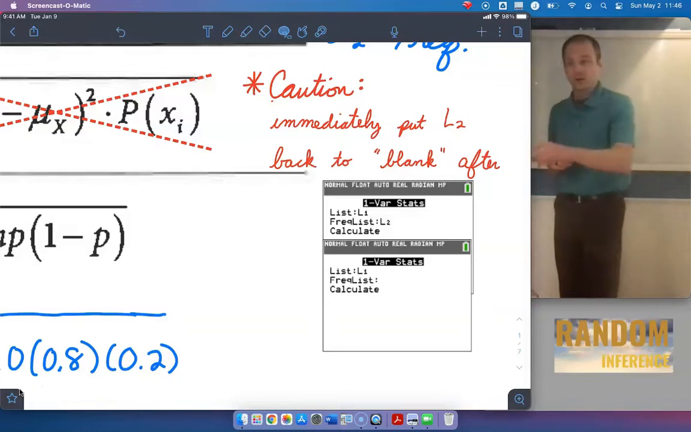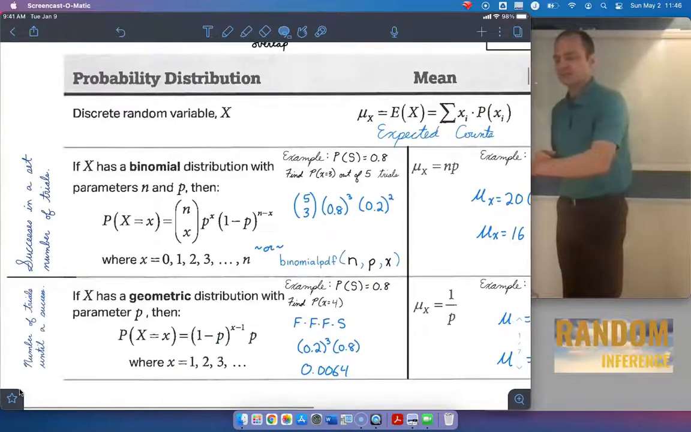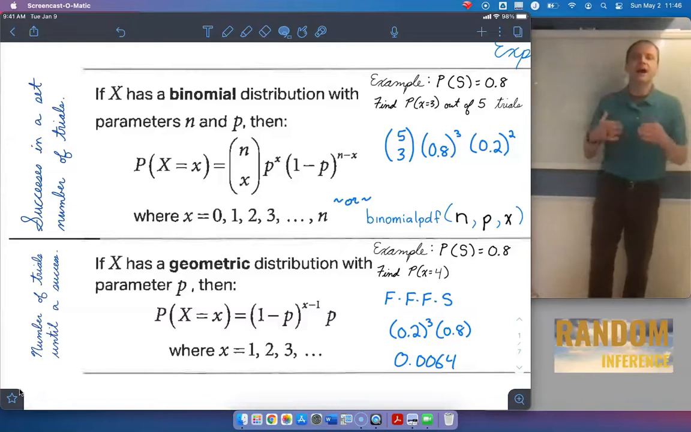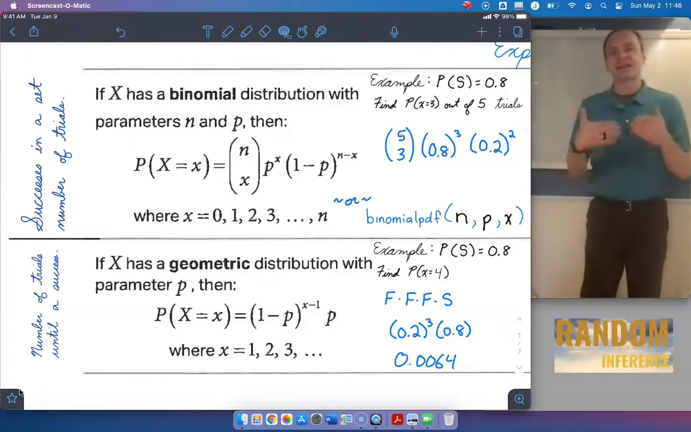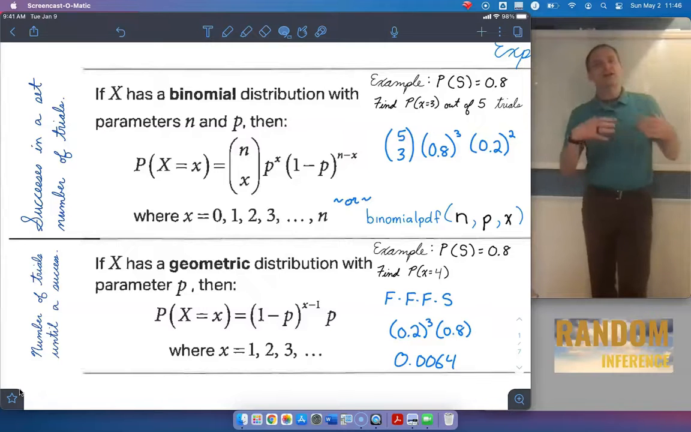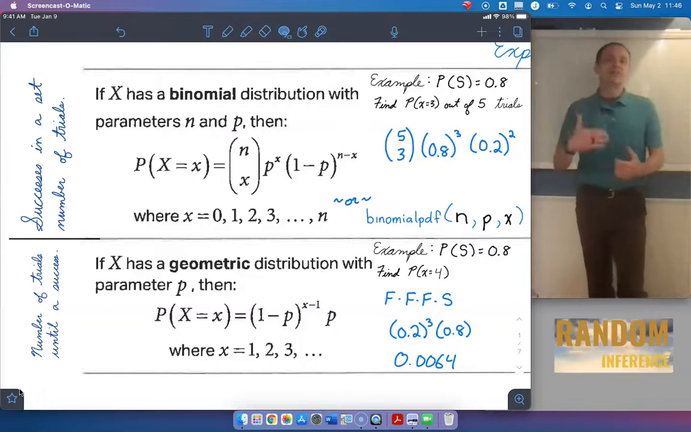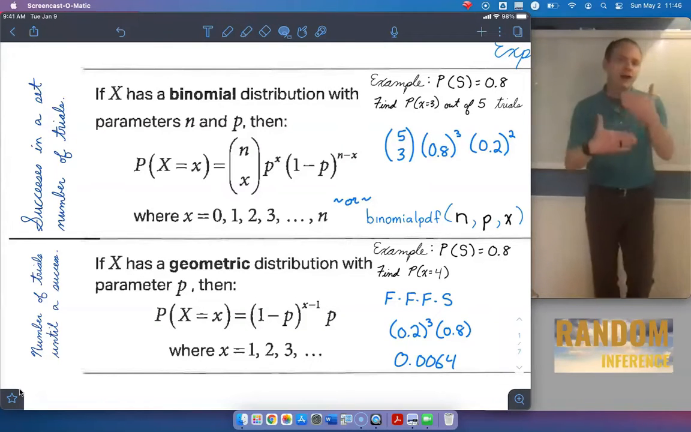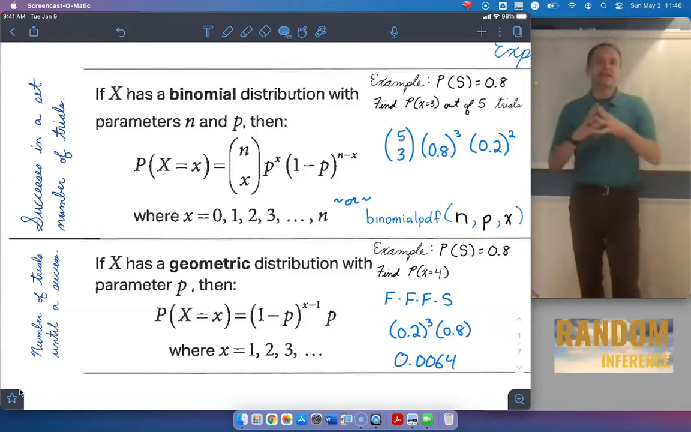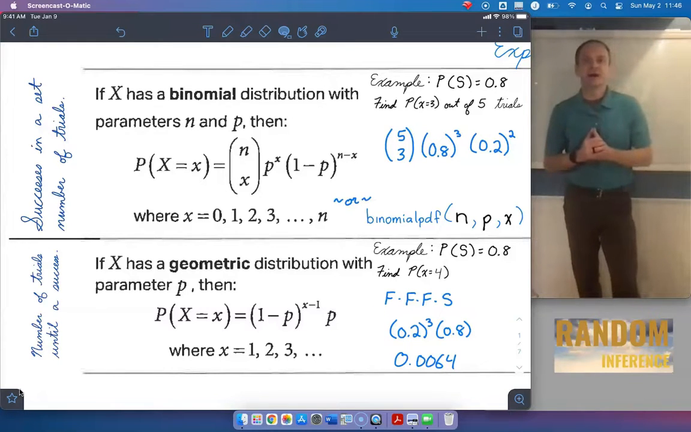Now, the other two were binomial and geometric. So the difference, remember, between binomial and geometric is binomial looks at successes in a set number of trials. So you have a set number of trials and you're looking at successes in it. Geometric is how many trials until you get that first success. That's the main difference between binomial and geometric.